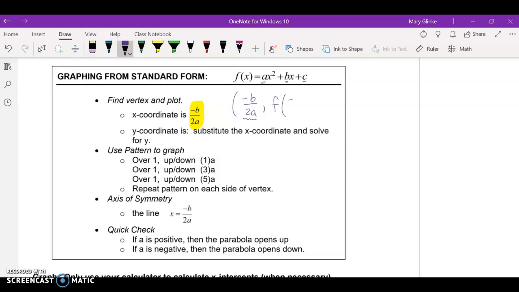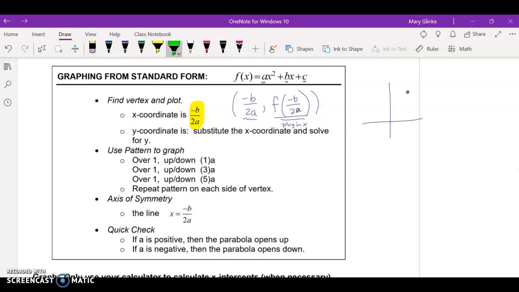We're going to find f of negative b over 2a. That's a fancy way of saying do the GLADE and plug it in, okay? So you're going to plug in x to find your y value. So then you're going to have some sort of a graph where you have the highest point or lowest point. But then you need to know how to graph after that.